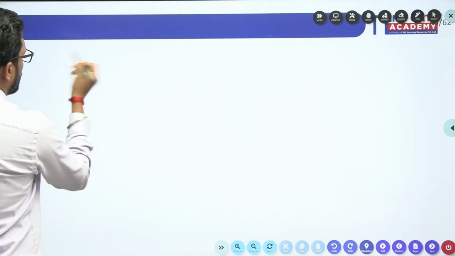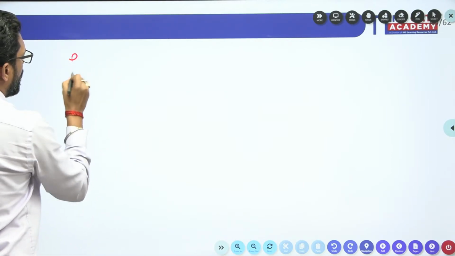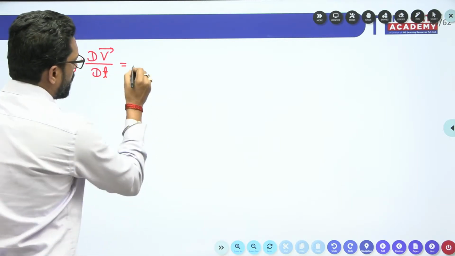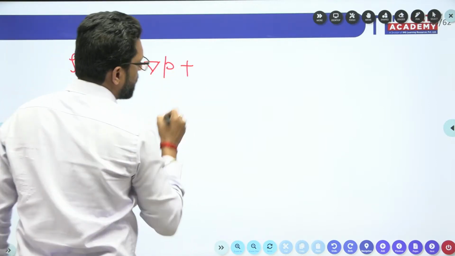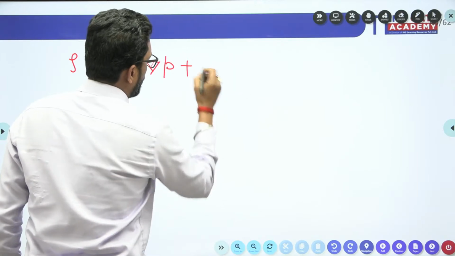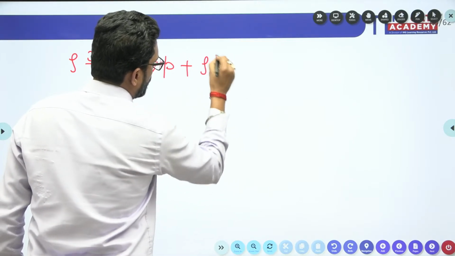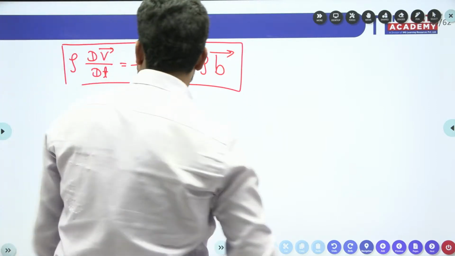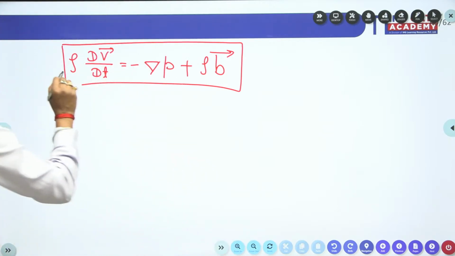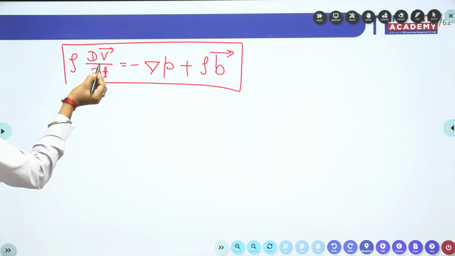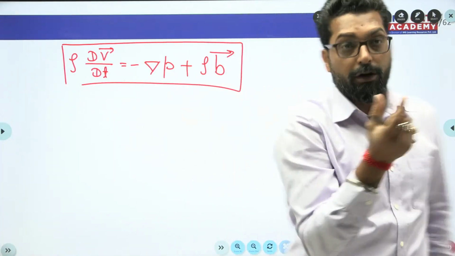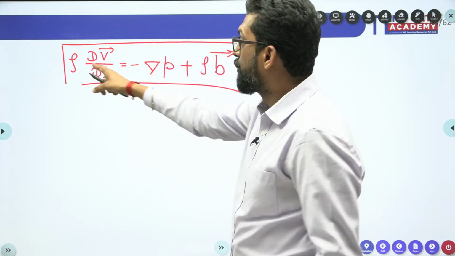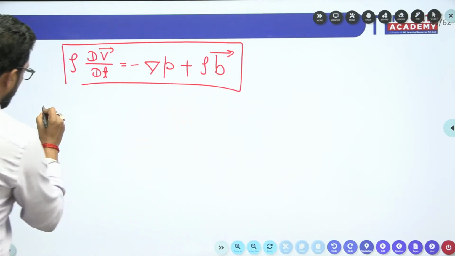So you have to remember it. No problem. So rho dV by dt, material derivative, is equal to minus pressure gradient plus body force plus viscous force. That's it. Okay. So we take x momentum equation. This is the material derivative, that means temporal component plus convective component. This is the acceleration. This is the force. Mind it.